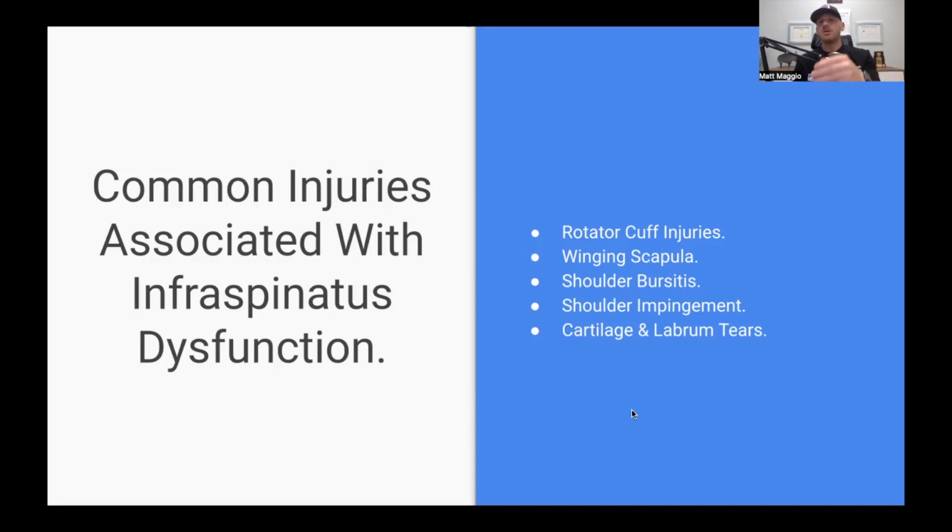But a lot of times there's an underlying problem with the infraspinatus that actually started it. Those other things are the effect of it. And then lastly, like I said, cartilage and labrum tears.